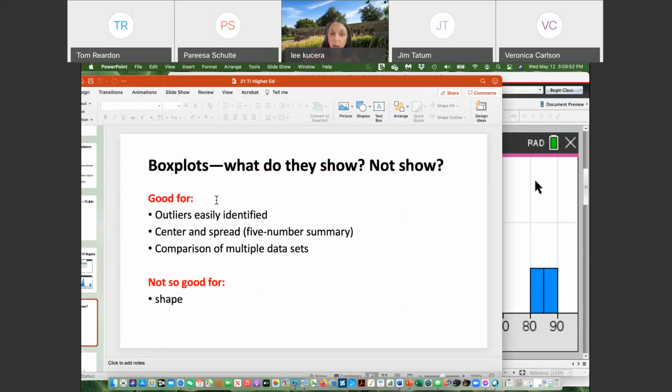Okay, let's look at box plots. What do they show or not show? Box plots are great for outliers, center and spread, comparison of multiple data sets. They're not so good for shape. Okay, so let's look at box plots. We can do them by hand, and I do show them how to do them by hand.